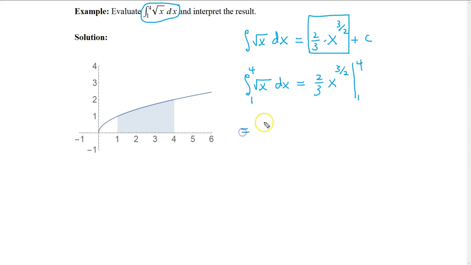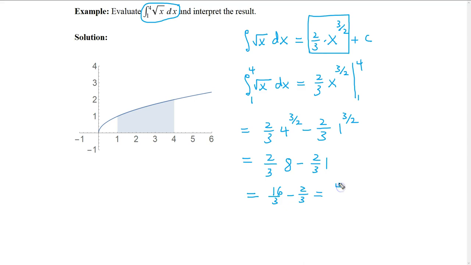And that's going to equal... let's see, 4 to the 3/2 power, that's going to be the square root of 4 cubed, and so that will be 8. You could check that out on the calculator if you'd like. And 1 to the 3/2 power is just 1. And we end up with 16/3 minus 2/3, or 14/3.